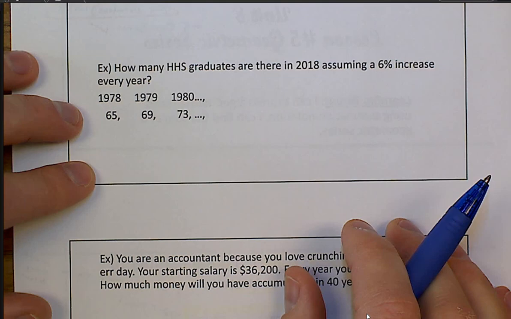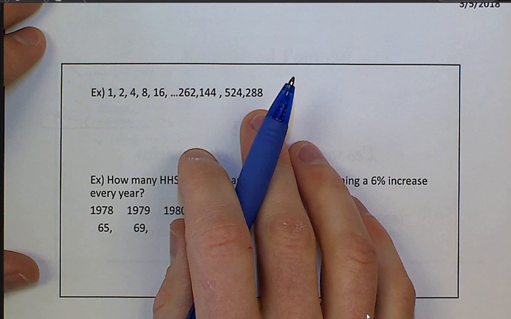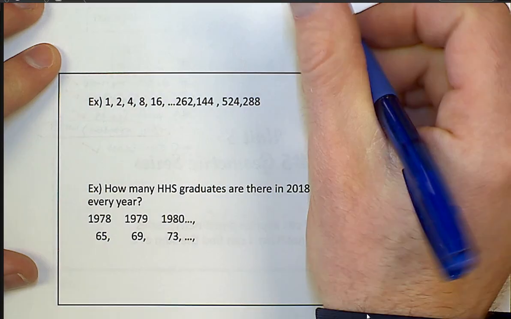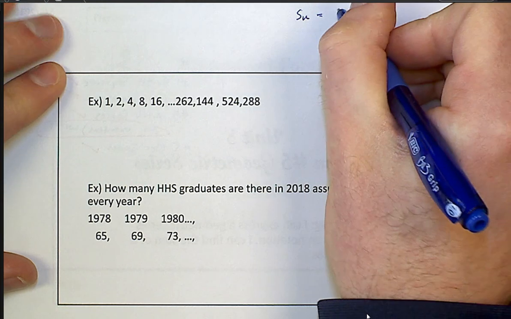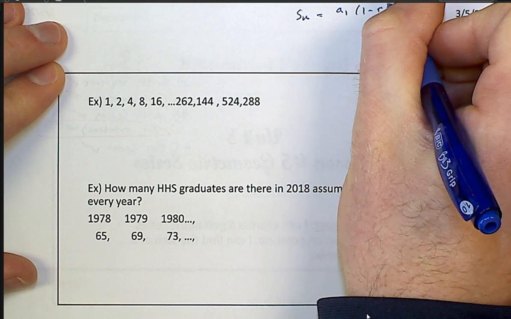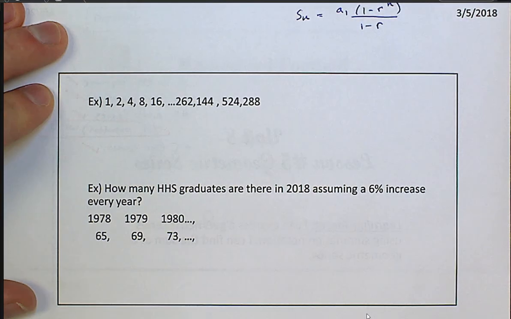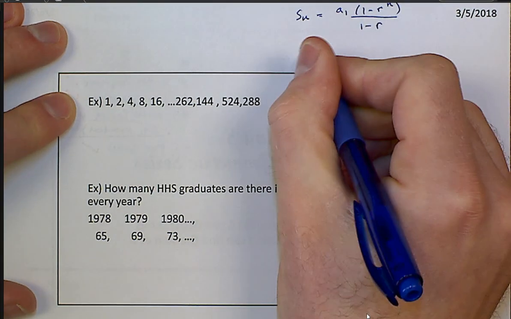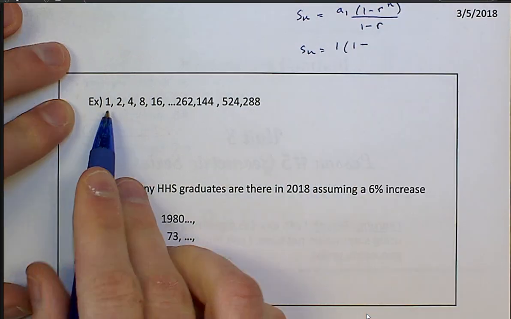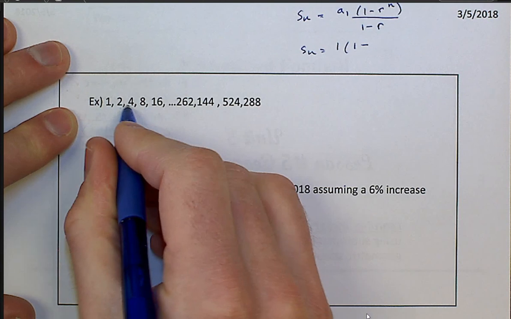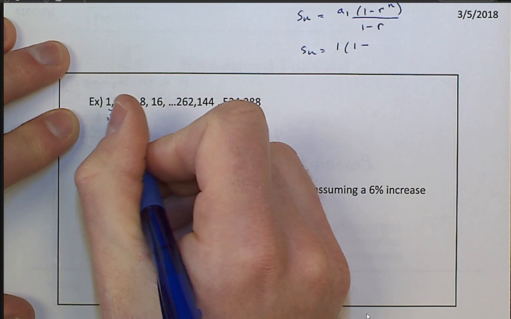Let me lower this so you can actually see it. I'm going to put that formula again right at the top so you can still see it: a sub 1 times 1 minus r to the upper limit, over 1 minus r. We already know the first term is 1. 1 minus, now what's the common ratio? What are we multiplying every term by? It looks like we're multiplying everything by 2, right? Times 2, times 2, etc., etc.